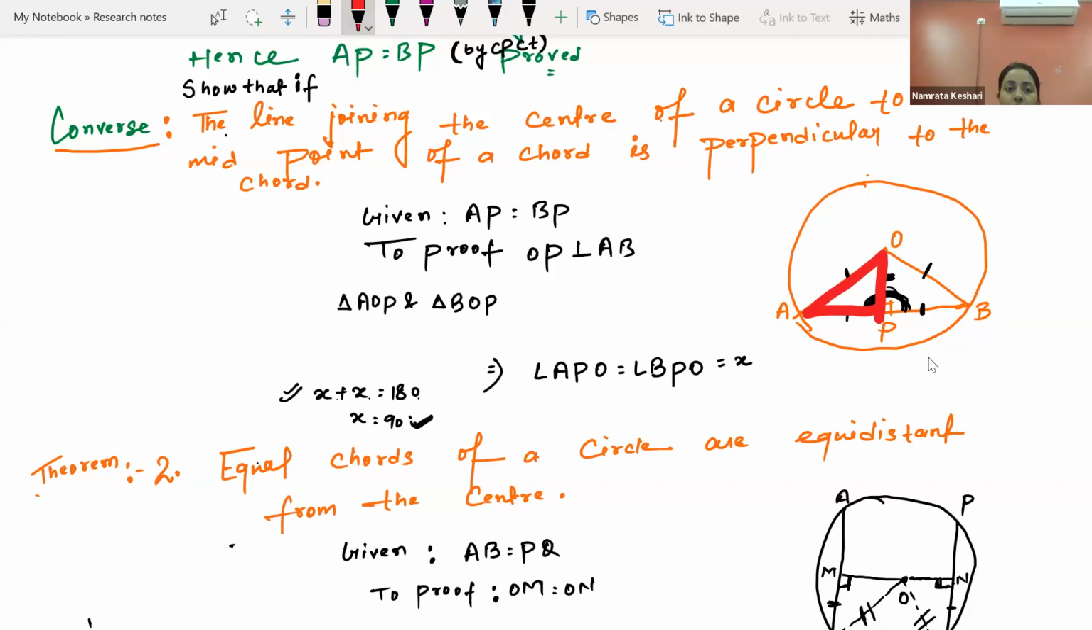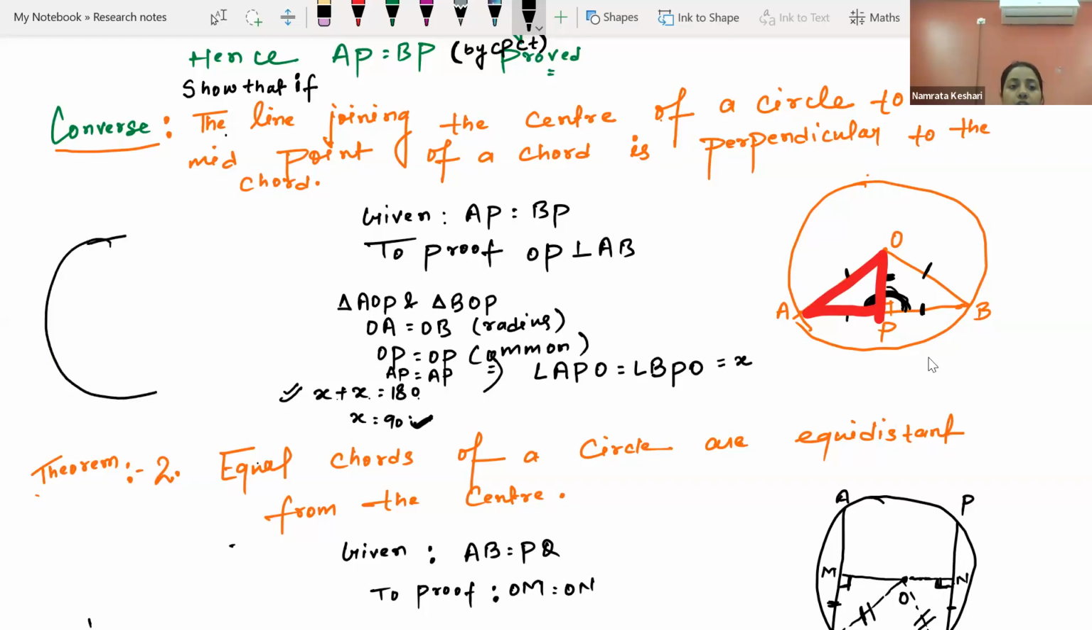Again, you can say that OA and OB are equal. Why? Because these two are radius of the same circle. Now you can say OP is the common side. And then you can say that AP and BP are equal, because that is given in the question, that already we know the midpoint. P is the midpoint over here. So AP and BP are equal. Then by side congruency, can you see these two triangles are congruent with each other? Yes or no? Yes, sir.